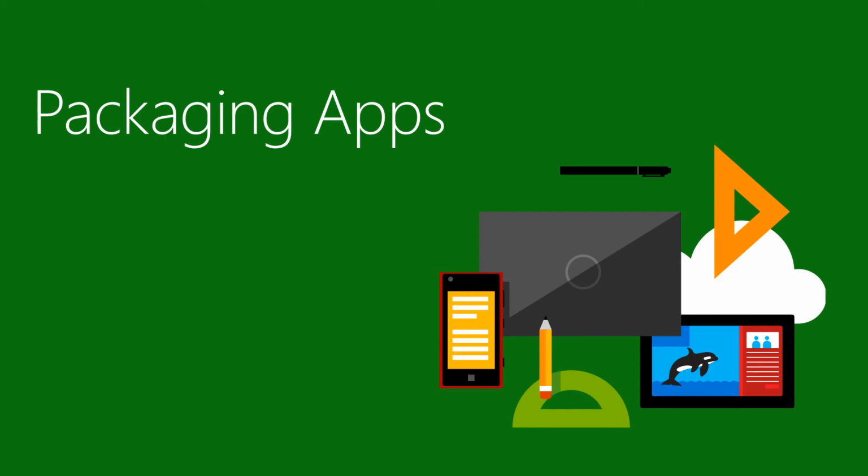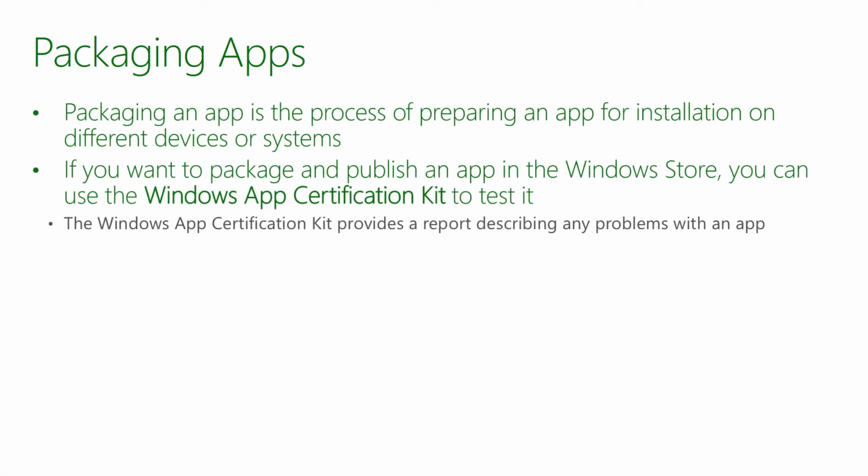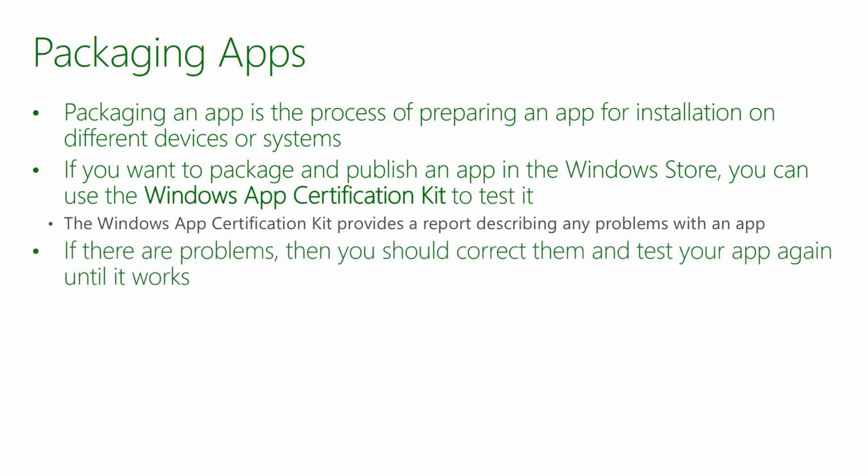Packaging apps. The packaging of an app is the process of bundling an application's files to enable distribution and installation on different devices or systems. If you want to package and publish an app in the Windows Store, you can use the Windows App Certification Kit to test it. The Windows App Certification Kit provides a report describing any problems with the app. If there are problems, then you should correct them and then test your app again until it works.